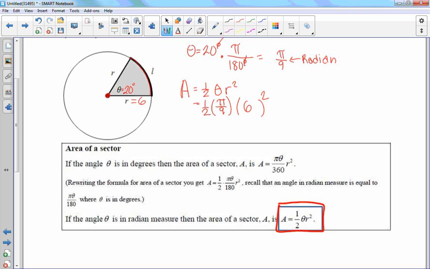Now, the directions will come in two ways. If it says "in terms of pi," you do not type the pi into your calculator. You should still have a pi in your answer. So we're just going to do 1/2 times 1/9 times 6 squared, and you have to put parentheses around your fractions. In my calculator, I would do 1 divided by 2 in parentheses times 1 divided by 9 in parentheses times 6 squared. Type that in.